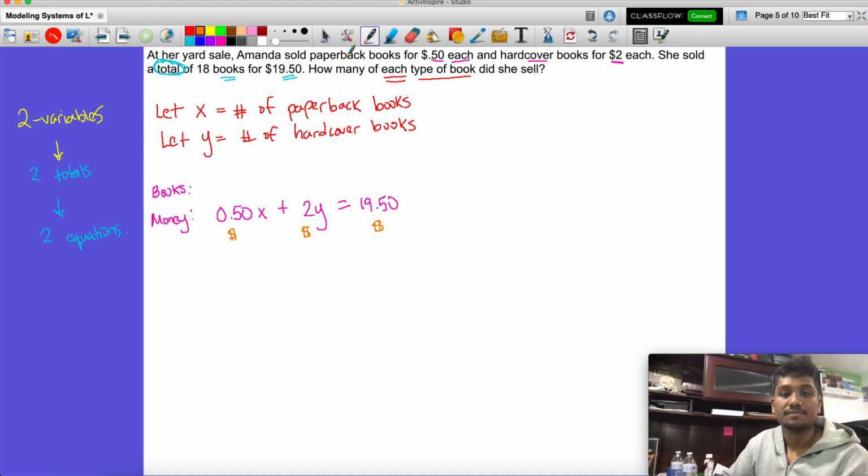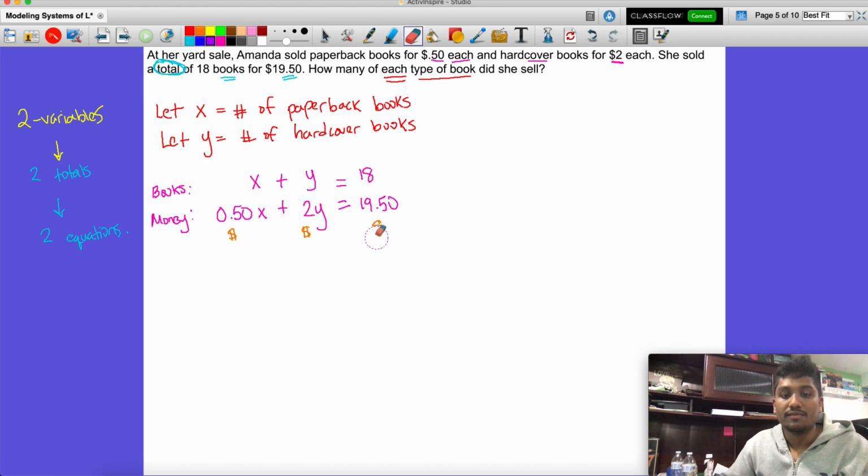For books now, we're going to start with the total, and we know there was a total of 18 books. Think of a shelf: what types of books are on this particular shelf? There's only paperback and only hardcover. X represents the number of paperbacks. We have no idea what that is, but when you add up the total number of paperbacks and the total number of hardcovers, you should have 18 of them.